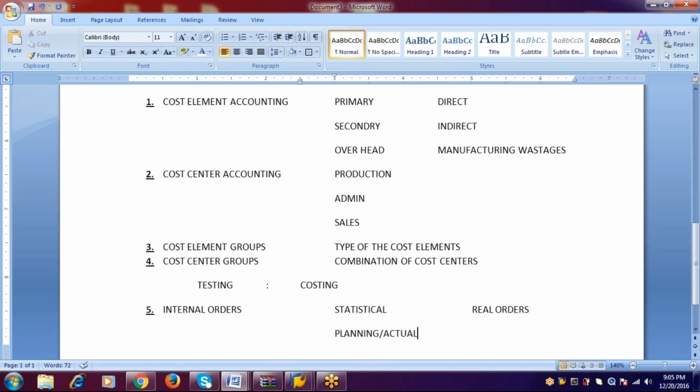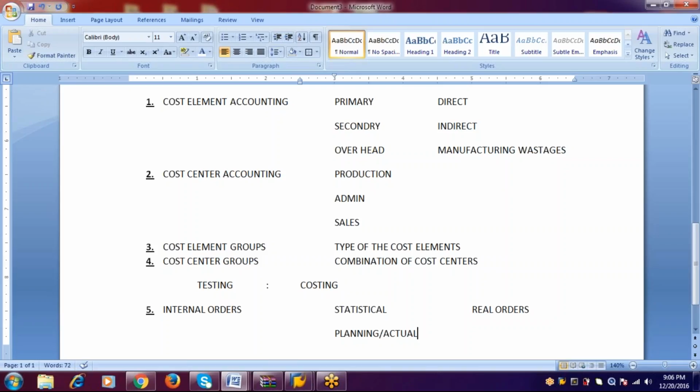The same thing will happen with real orders also. But the only difference between statistical and real orders is that statistical orders release the amount immediately, from cash in hand or cash at office or whatever. In real orders, the cost is released once the cost has occurred, or the cost can be released multiple times.